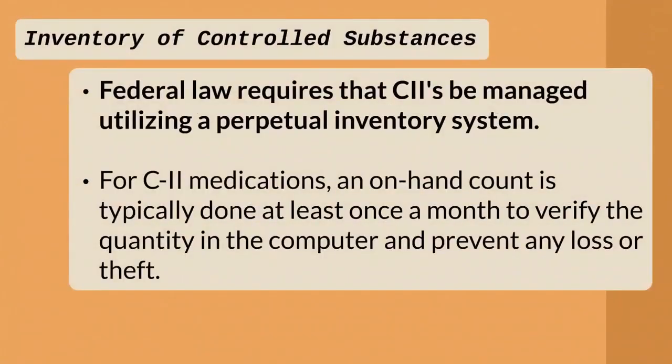Federal law does require that C2s be managed utilizing a perpetual inventory system like we discussed earlier. So for C2 medications, an on-hand count is typically done at least once a month to verify the quantity in the computer as well as to prevent any loss or theft. So you need to have that perpetual inventory system going for every dispensing, every time you receive a C2, anytime you return one, so that you have an accurate count. But you should also be doing an on-hand count by hand at least once a month, just to ensure that your perpetual inventory system amount is correct.